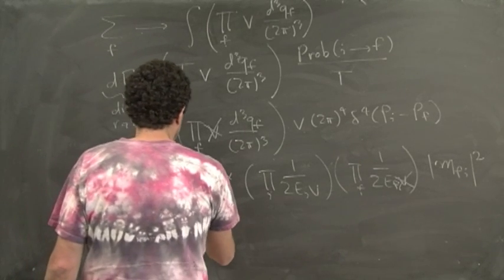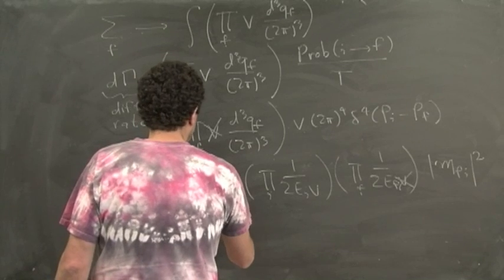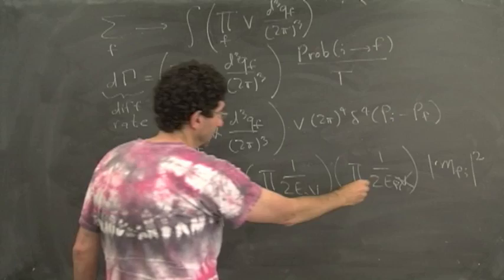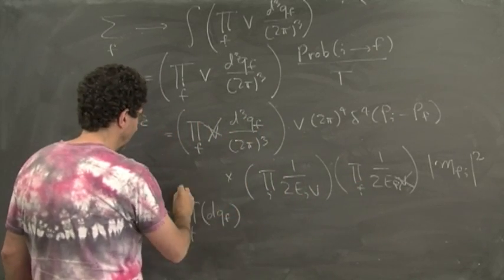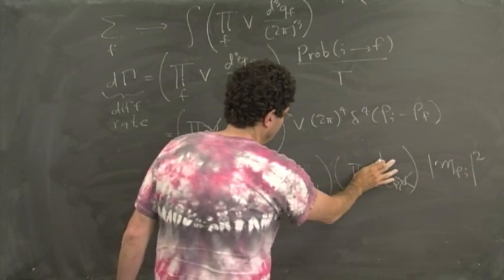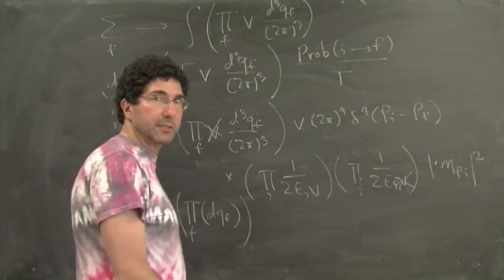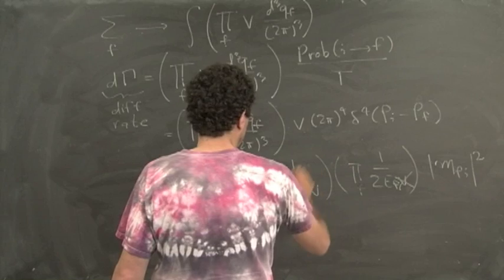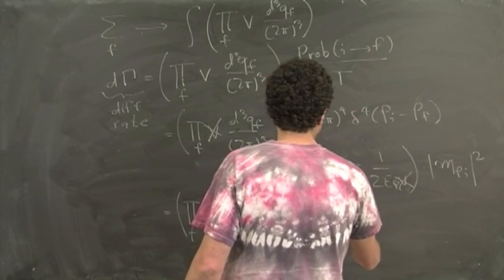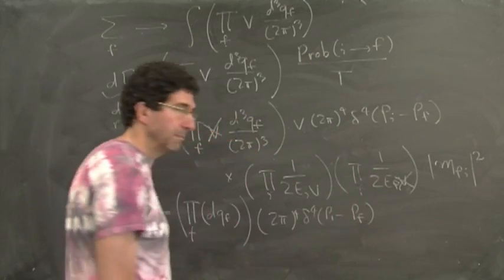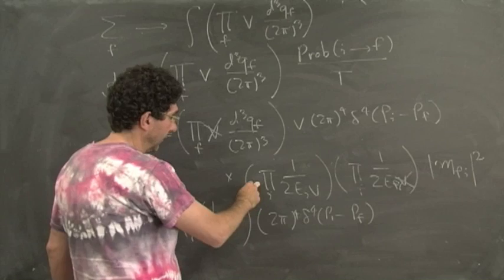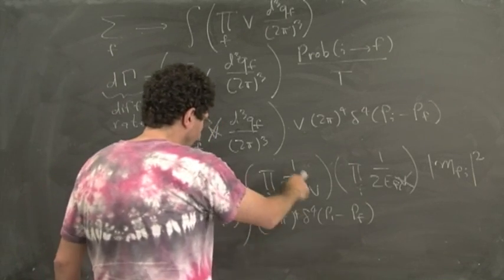I get a product over F, and then I get the Lorentz invariant measure for each of these QFs once I combine this with this. And that now takes care of this factor and this factor. Then I still have my delta function here, (2π)^4 δ^4(p_initial minus p_final). And then I still have this volume factor here and all these factors here, which also include volume factors.